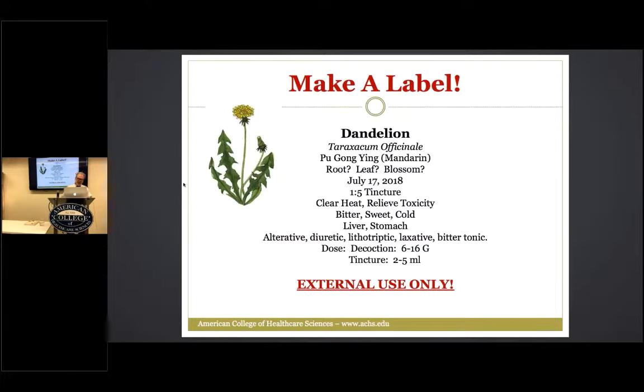I don't usually write the information about its actions, like dandelion clears heat, relieves toxicity, it's bitter, sweet, cold, has affinities for the liver and stomach. I have to have a really big label for all this. But you could put some of this information on there. If you're an herbalist, hopefully you know the herbal actions and its affinities already. But if you make something for external use, like I've made a tincture of rosemary, but I used rubbing alcohol. This was for external use for easing muscle.